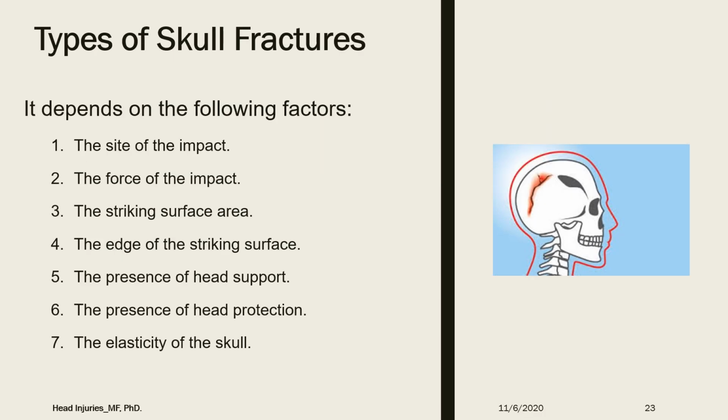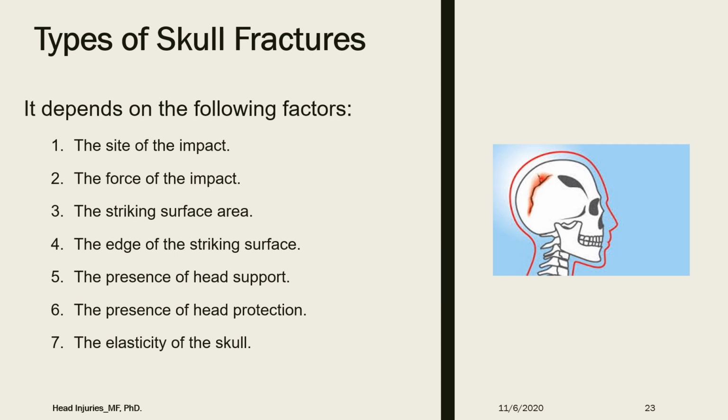The type of the skull fracture depends on many factors. First, the site of the impact, whether it is the vault of the skull or the base of the skull. The force, whether it is a heavy force or a light force. Also the striking surface area, is it a wide surface area or a small localized surface area as in case of a hammer? The edge of the striking surface, is it a sharp edge as in cases of choppers and axes, or is it blunt like a stone, or as in case of falling from height?